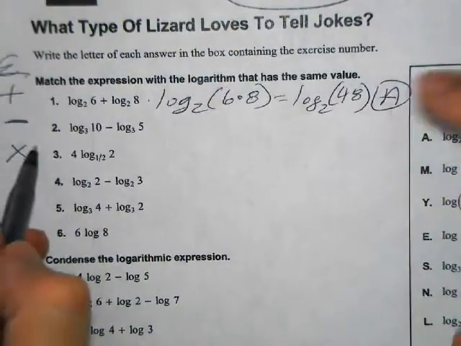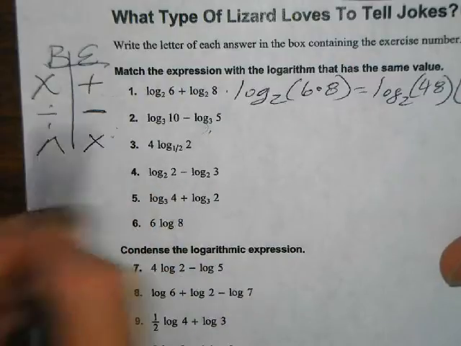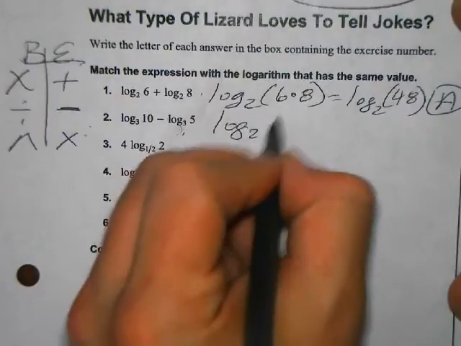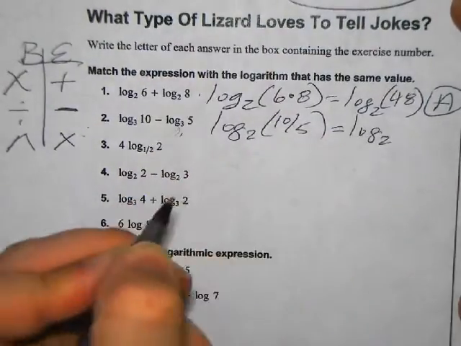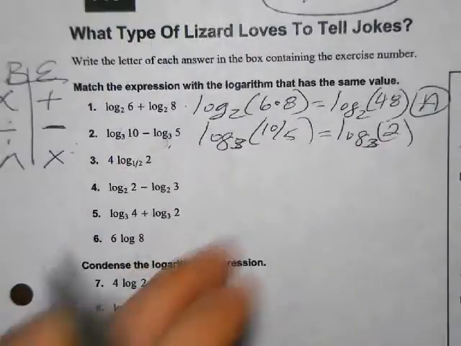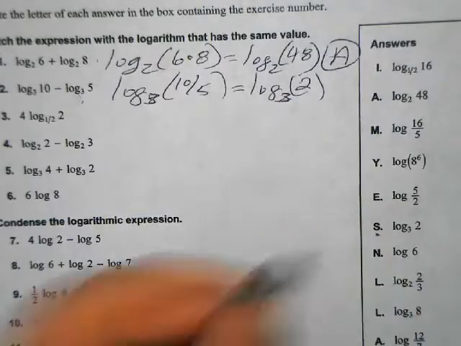On number 2, they give us subtraction of exponents. When we are subtracting logs, we're going to divide our bases. So this will just be log base 2 of 10 divided by 5, which is log base 3 of 2. And that's going to match down here with letter S.